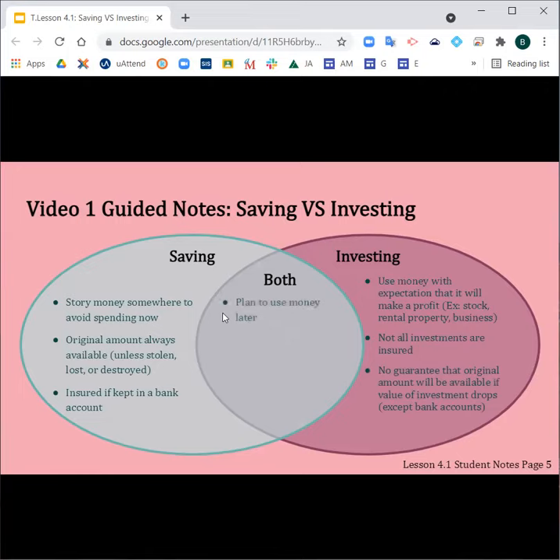Some similarities for both of those. It is money that you are planning to use later. You are the one who's maintaining ownership over the money or the asset. And then take a second and think of, are there any other similarities between saving and investing?